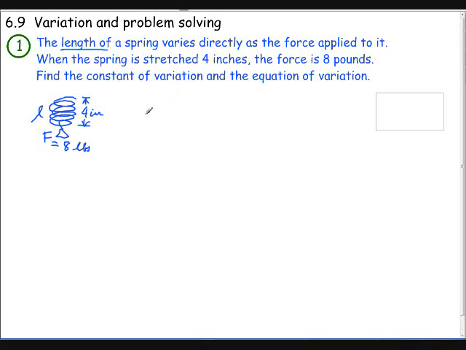All right. So I would say the length of a spring, L, where it says varies directly, I'm going to say equal to some constant of variation times whatever is here. In this case, it's force, and I've said I'm going to make that a capital F. So I've got my basic relationship written down. I'm trying to solve for K. This is my constant of variation.